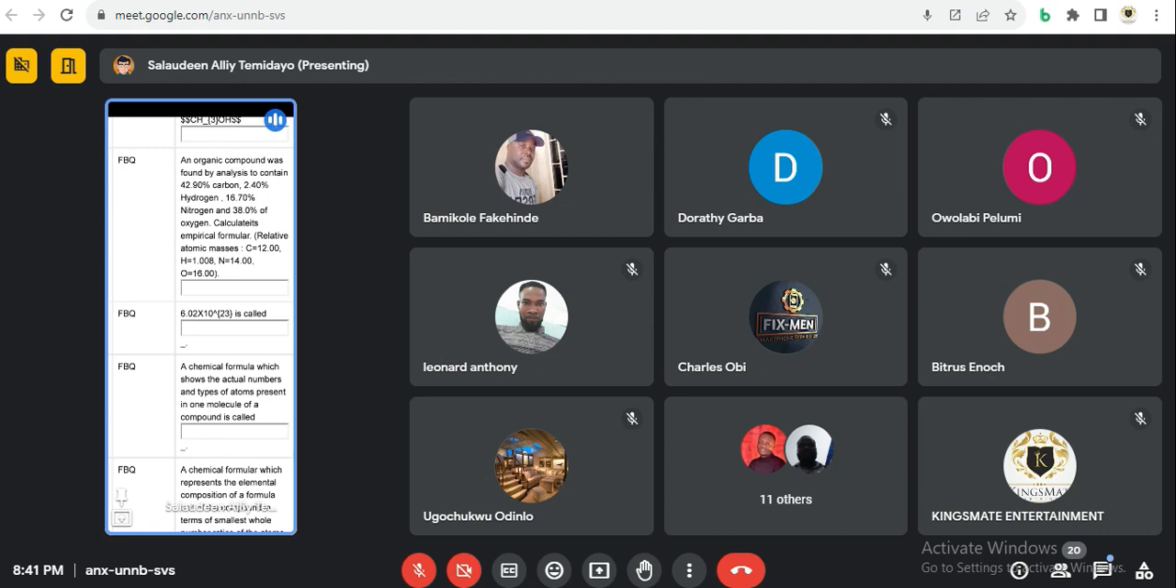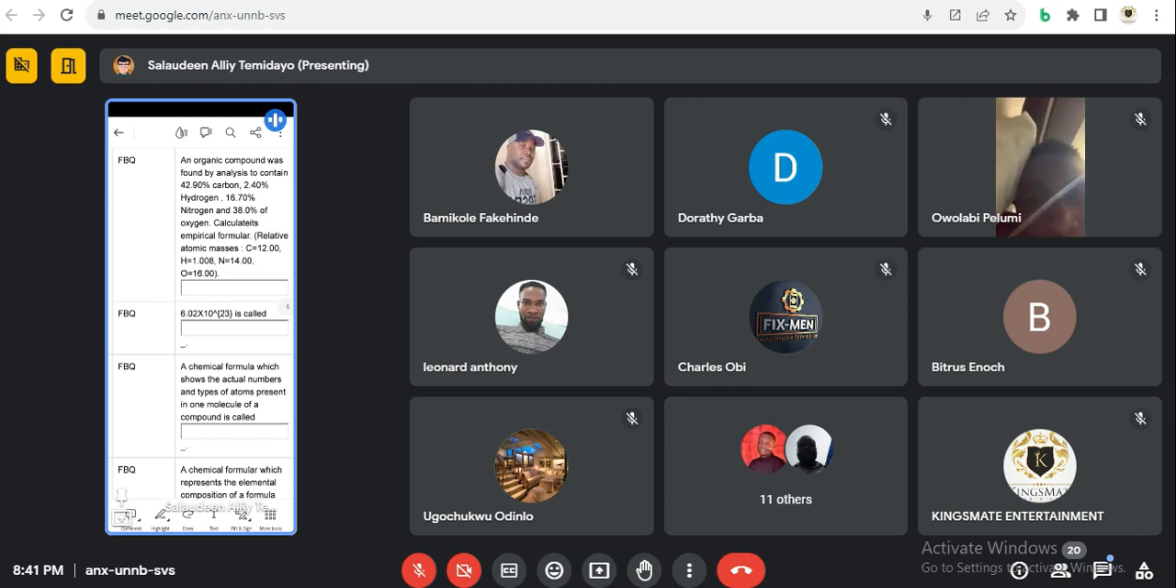The next one is a chemical formula which shows the actual numbers and the types of atoms present in one molecule of a compound. It is called what? Normally, we have two types of chemical formula. We have the simplest formula, which is the empirical formula, and we have the actual formula, which is the molecular formula.